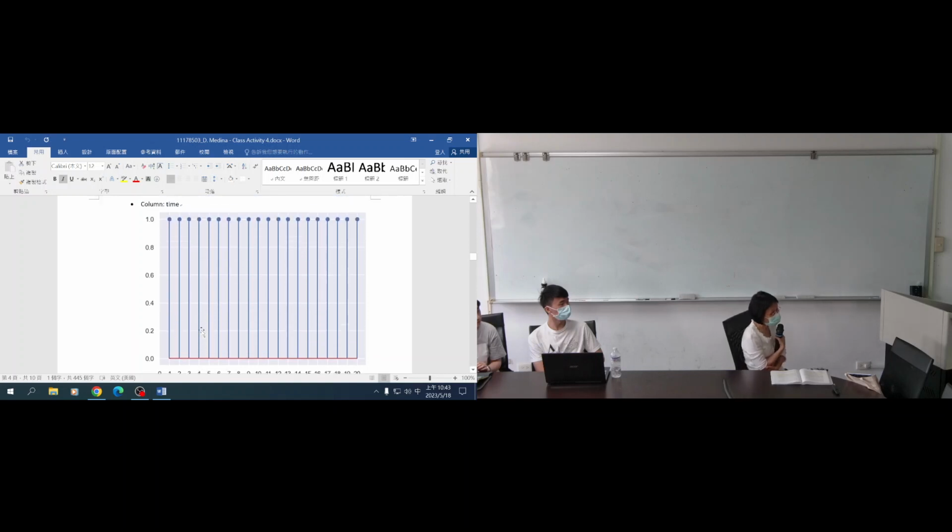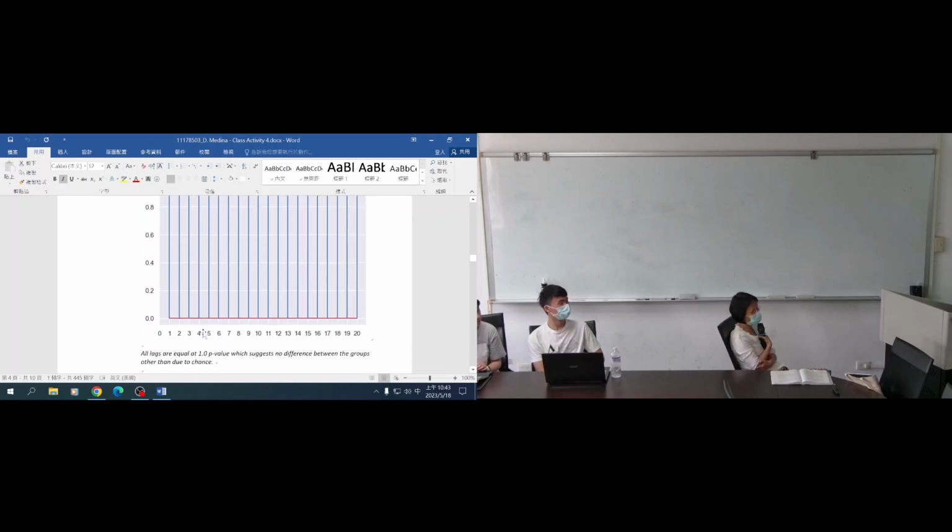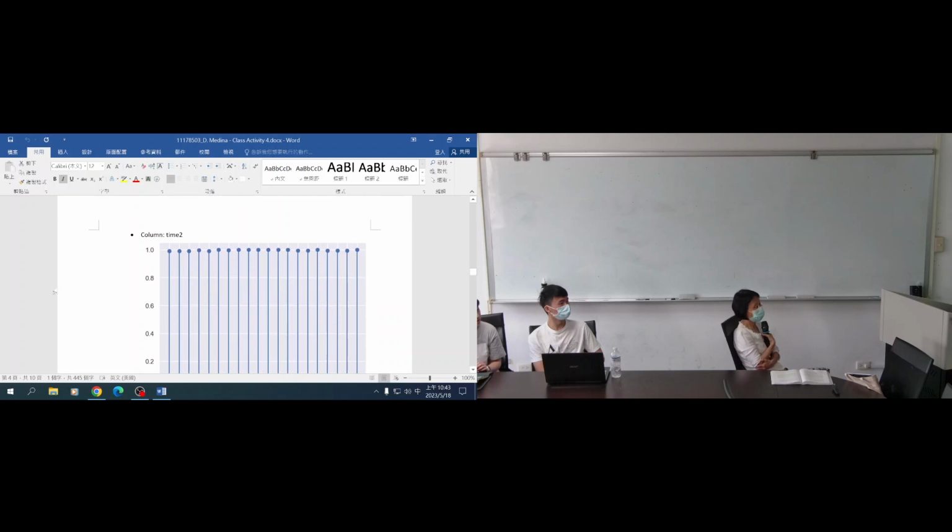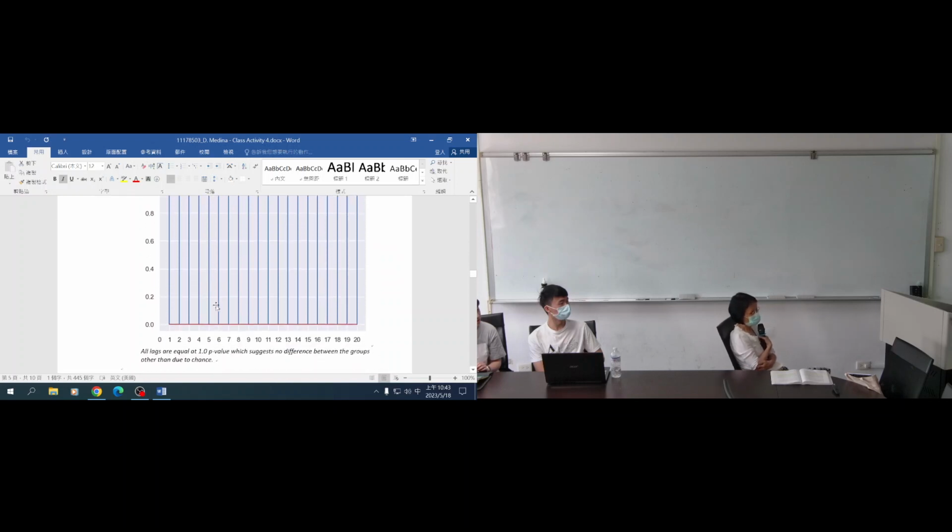Then I did that for column time. It's just the time. I did the unit root test for time, but the p-values are all 1. Obvious, right? Similar with time 2, it's 1.0.